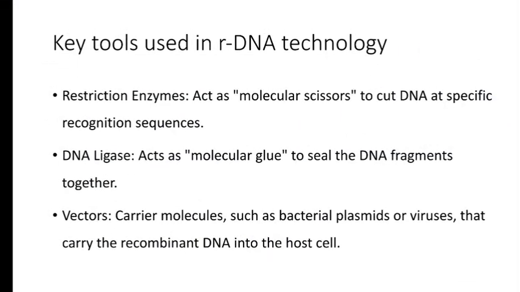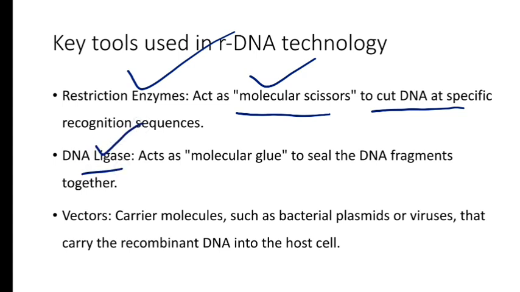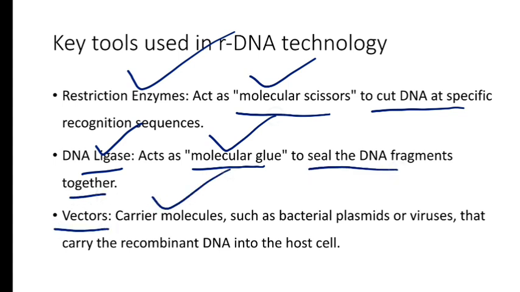Next, what are the tools used in this recombinant DNA technology? At first, restriction enzymes, which are called molecular scissors, to cut DNA at a specific recognition sequence. So molecular scissors cannot cut DNA at any point. They can cut only at a specific recognition sequence. Next is DNA ligase, which acts as molecular glue to seal the DNA fragments together. Next, vectors to carry that piece of DNA into the host cell.